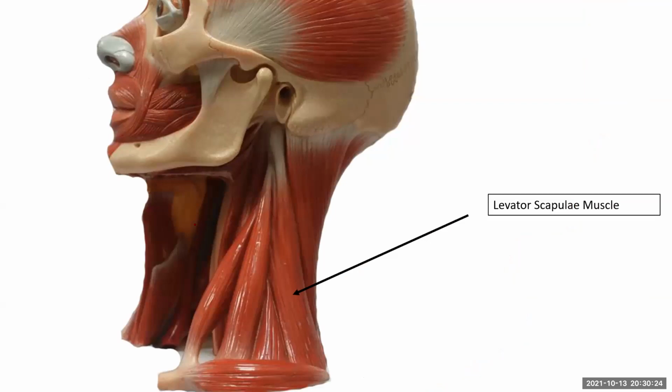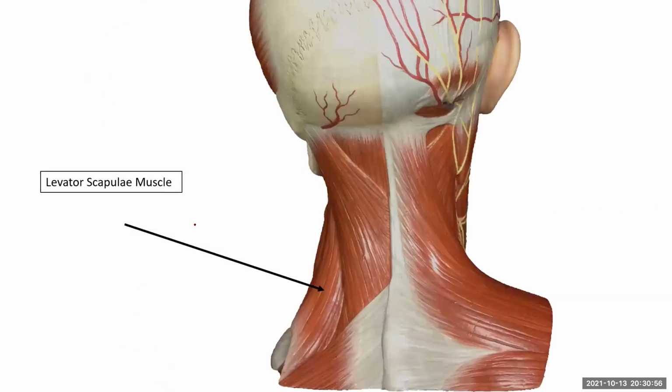Deep to that muscle, we have our levator scapulae muscle. And levator scapulae tells you what the muscle does, right? So it elevates the scapula. It attaches onto the upper portion of your cervical spine, and then it travels all the way down to the top corner called the angle of your scapula. That's that corner of the scapula where the superior border and the medial border meet each other. You can see it better from this angle here, okay? That's the levator scapulae muscle.